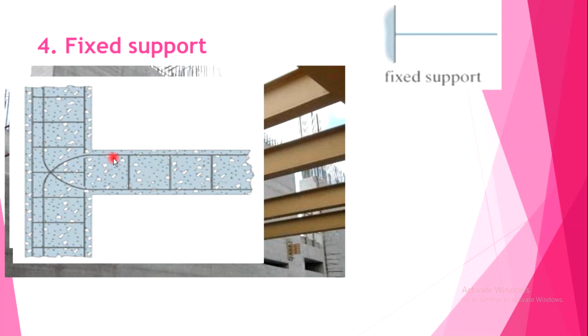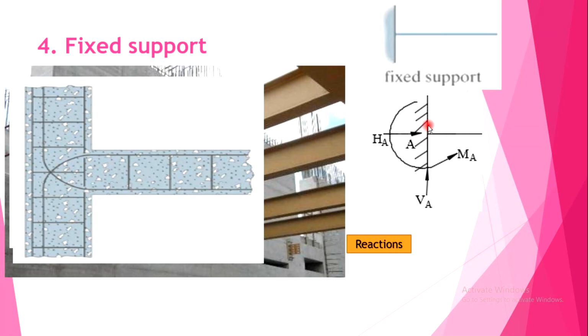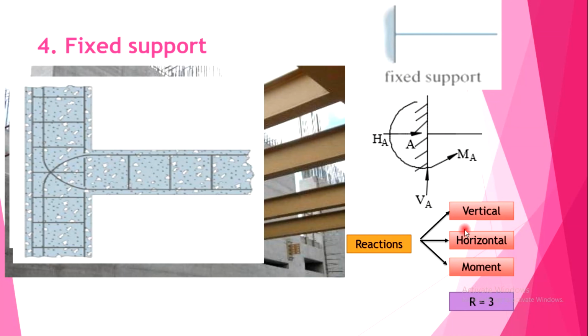This type of support will not allow the element to move in any direction, meaning it will not move horizontally, it will not move vertically, and it will not rotate. So we have three reaction components for fixed support, that is HA, VA and moment MA. Three reaction components for fixed support. R is equal to 3.